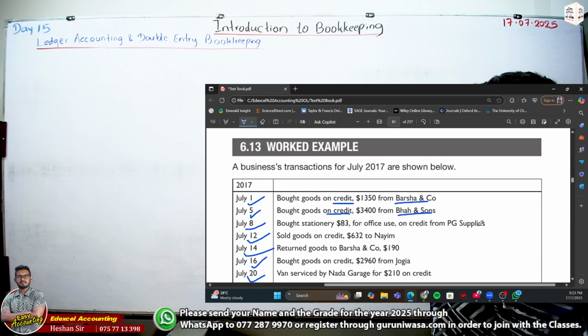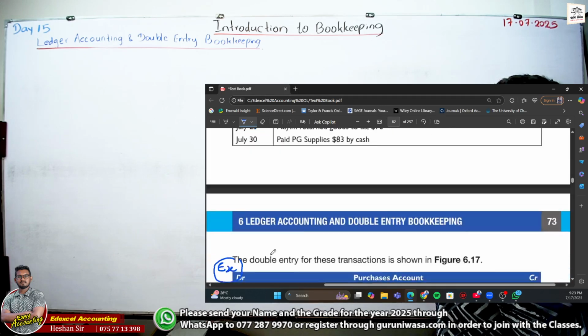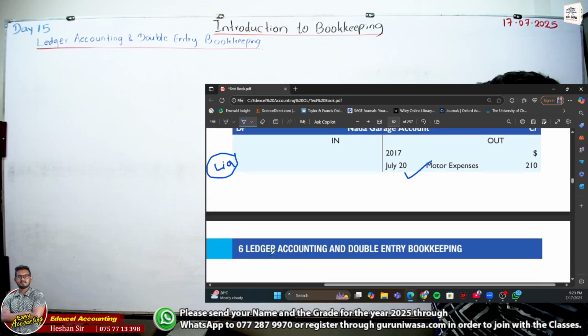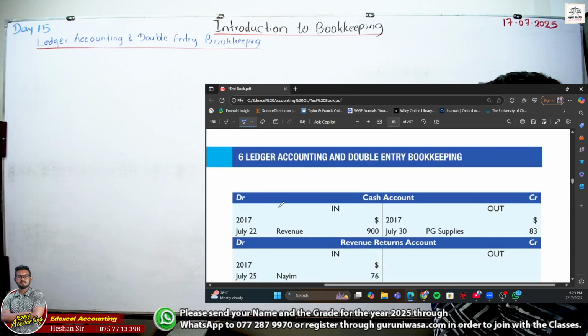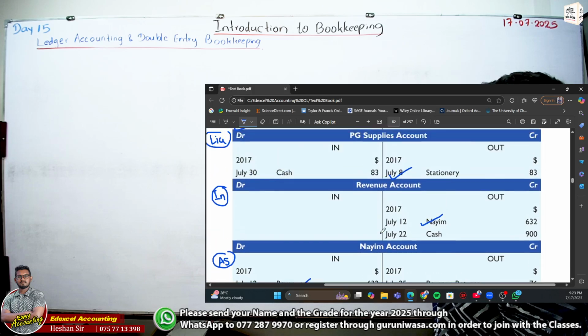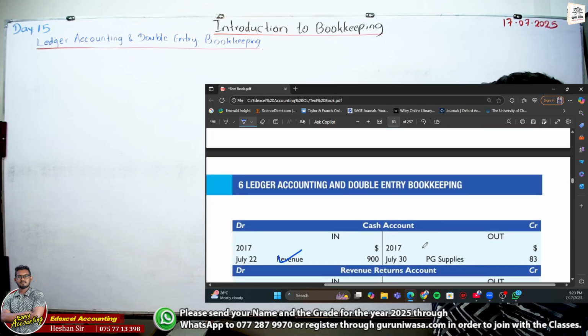Then sold goods for cash. When we sold the goods for cash, cash account debit, sales or revenue account credit. So cash account is an asset account.